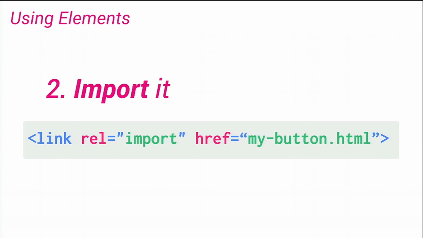Step 2 is to import it. This is where HTML imports comes in. This link tag with rel equals import is an HTML import. So you'll notice what it's importing is HTML. In this case, it's the HTML file that has the definition of my button.